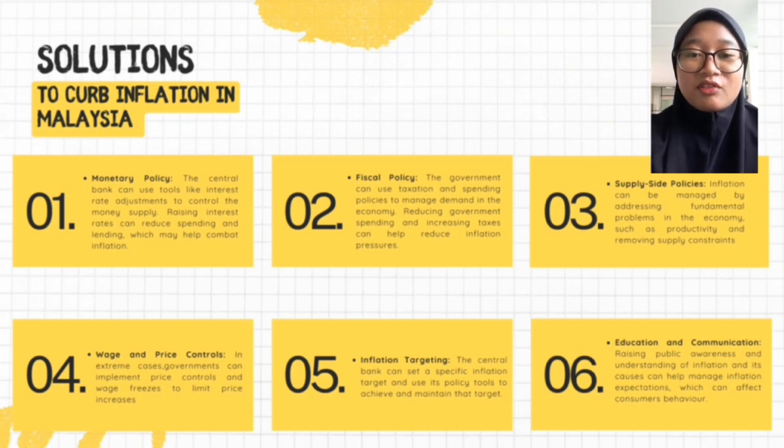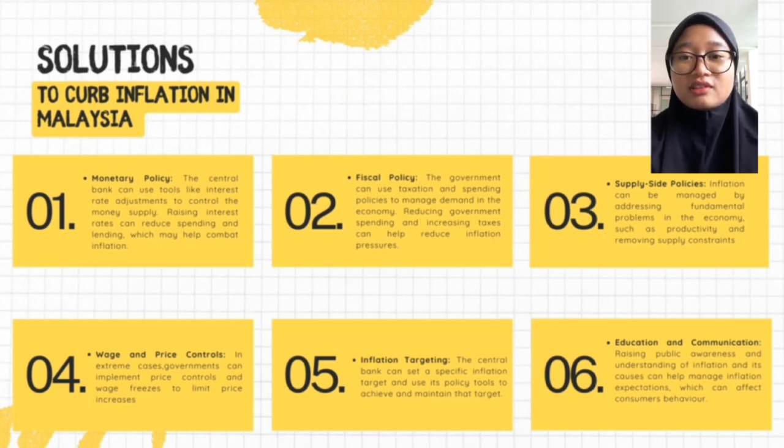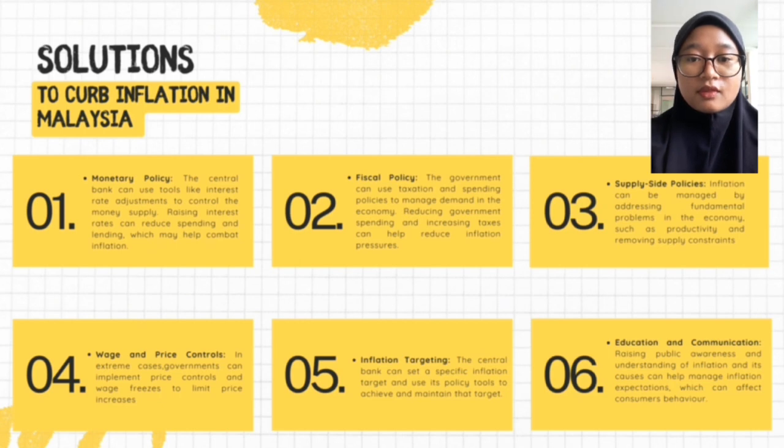Number 3. Supply-side policies. Inflation can be managed by addressing fundamental problems in the economy, such as productivity and removing supply constraints. Number 4. Wage and price controls. In extreme cases, governments can implement price controls and wage freezes to limit price increases.